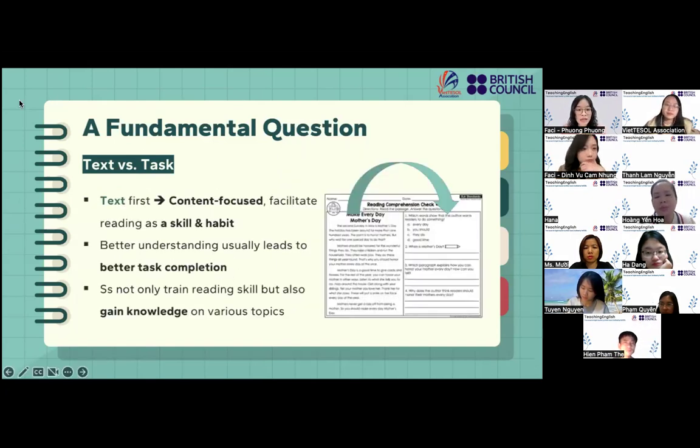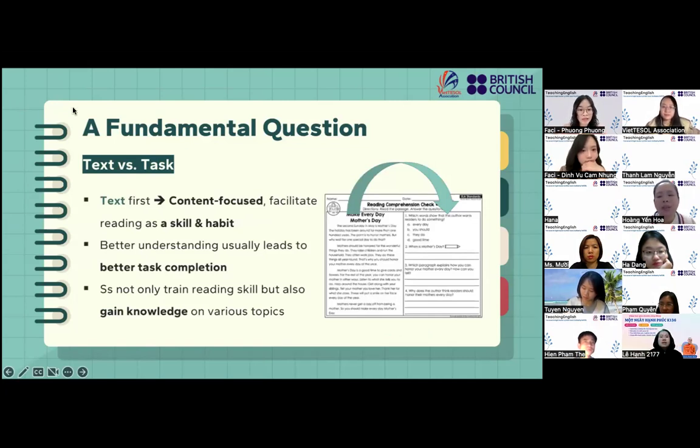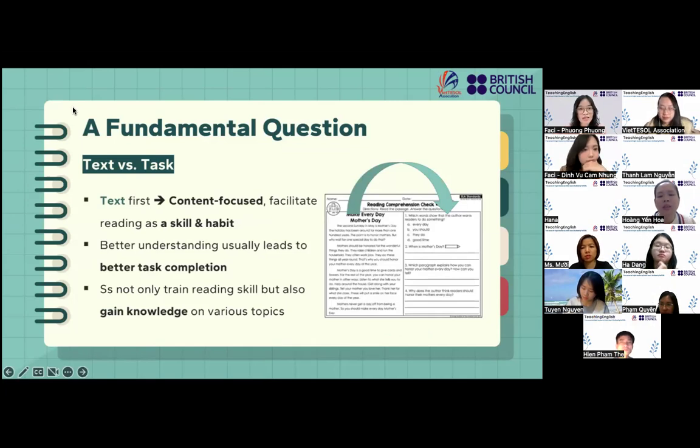So in my opinion, and remember, we are teaching reading. Reading as a skill. We are not just teaching reading for tests. We are not teaching tips for taking tests. We want to teach reading and we want to build the reading habit. So for me, it would be a lot more beneficial to read the text first. And this is more content focused, to facilitate reading as a skill and a habit.